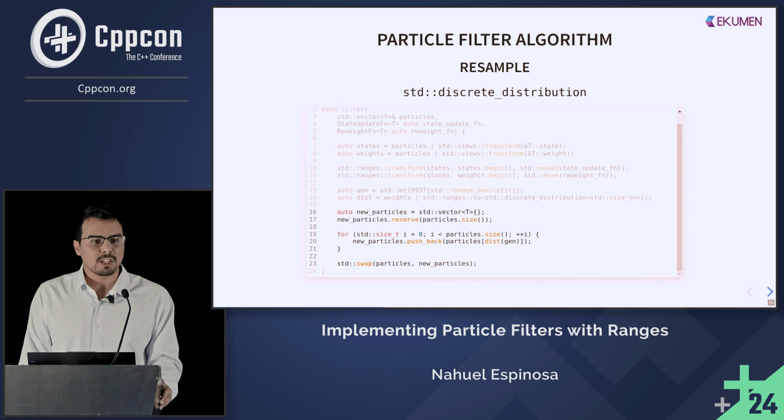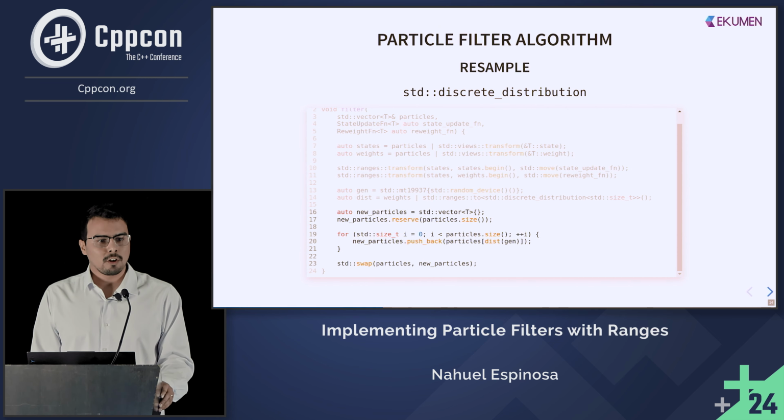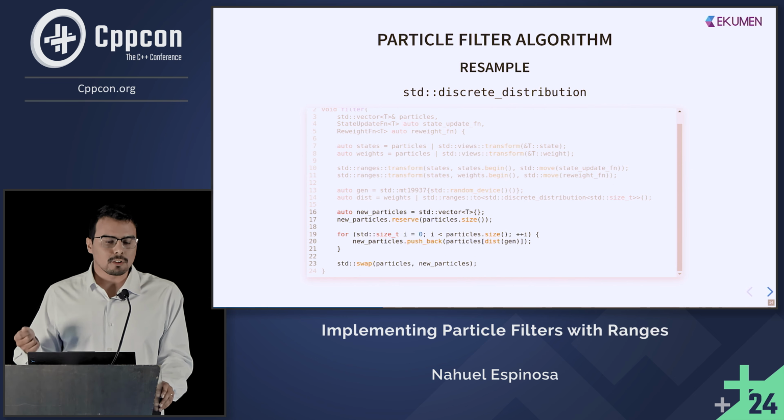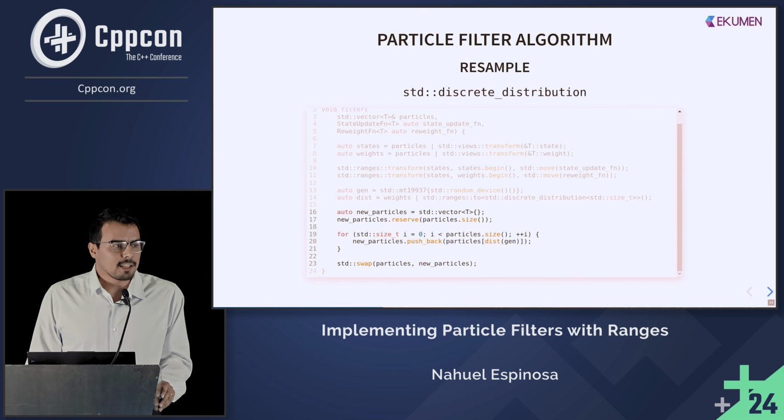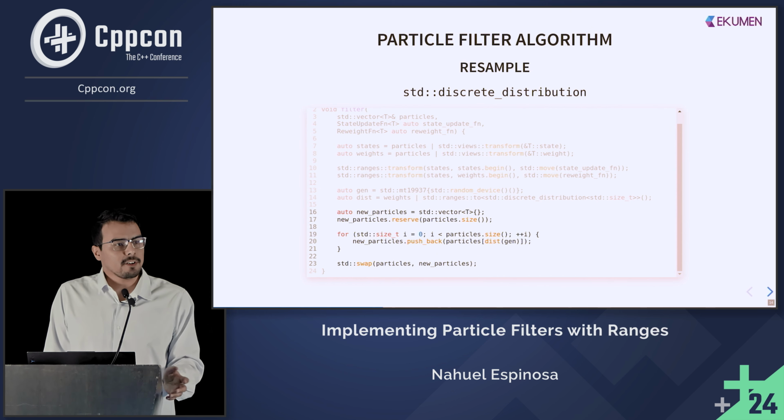And lastly, we need to create a new particle set and use the values returned by our discrete distribution to sample or take particles from our original particle set and initialize the new vector. As you can see, there's a for loop here that's accomplishing several things at once.